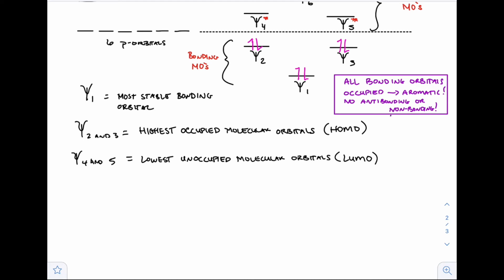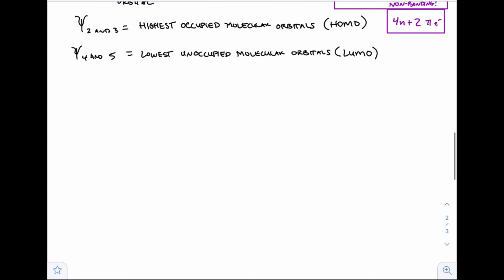And it does at least meet the 4n+2 criteria, okay? It does still have to be cyclic and planar, right? And cyclic, planar, and conjugated, sorry. And so that might seem a little weird at first, but let me explain to you how you can draw those diagrams, and that's using something called Frost circles, okay?